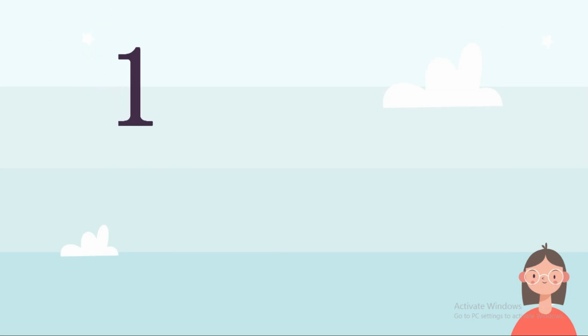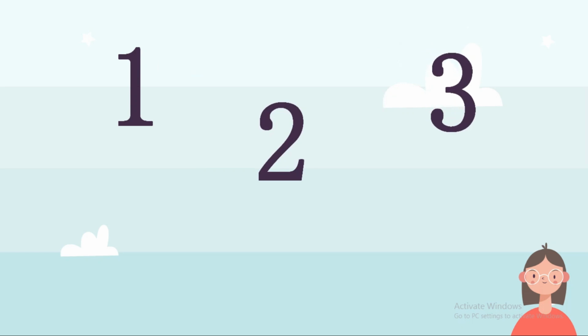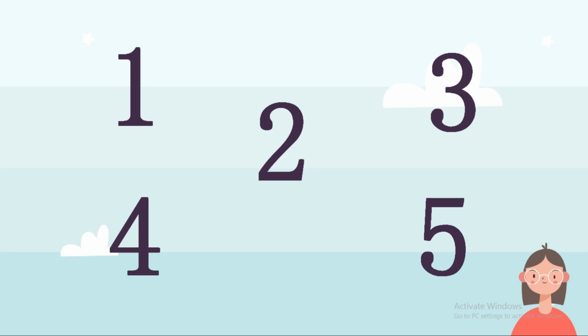Let's see what do we have next. There is a revision slide. The first number which we have learned is 1. Then there comes number 2. After 2, we have number 3. Then we have number 4 and number 5. Let's revise them. 1, 2, 3, 4, and 5.